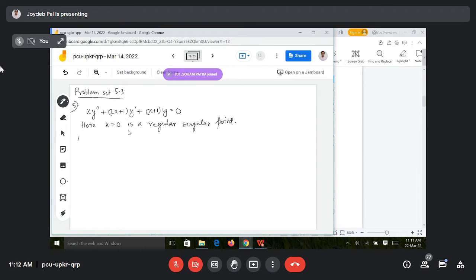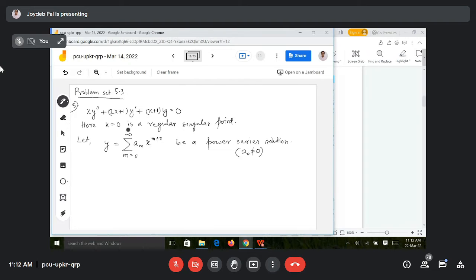Therefore, we take y is equal to summation m equals 0 to infinity a_m x to the power m plus r as the power series solution, provided a naught not equal to 0. So don't forget to write that a naught not equal to 0.